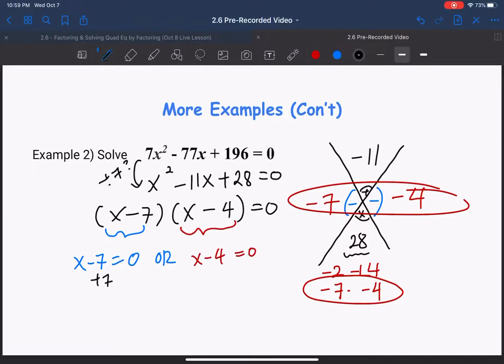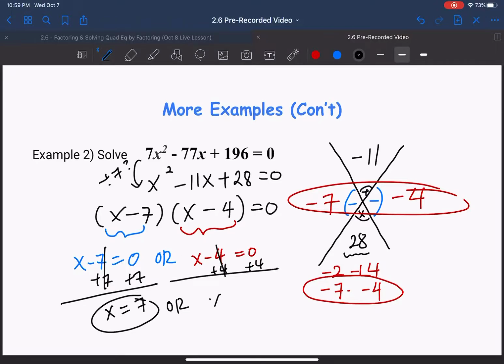Okay, let's solve. Let's cancel. So x is 7. Or you add a 4, so x equals 4. So the solutions, again, two solutions. x is either 7 or x equals 4.